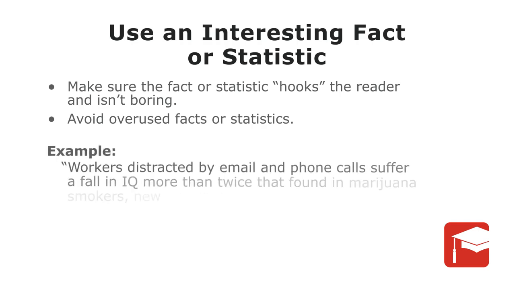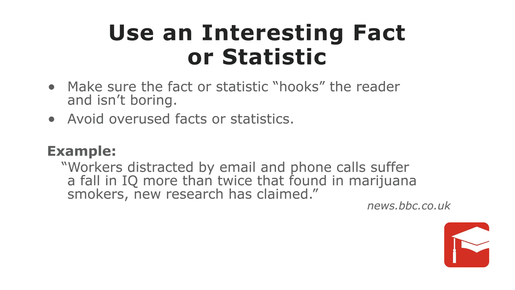To show you how this works, here's an example from BBC. In their introduction paragraph, they said, "Workers distracted by email and phone calls suffer a fall in IQ more than twice that found in marijuana smokers, new research has claimed." Obviously, if you were concerned about how distracted your employees are because of their phone and email, this would hook you and force you to keep reading this article on BBC.